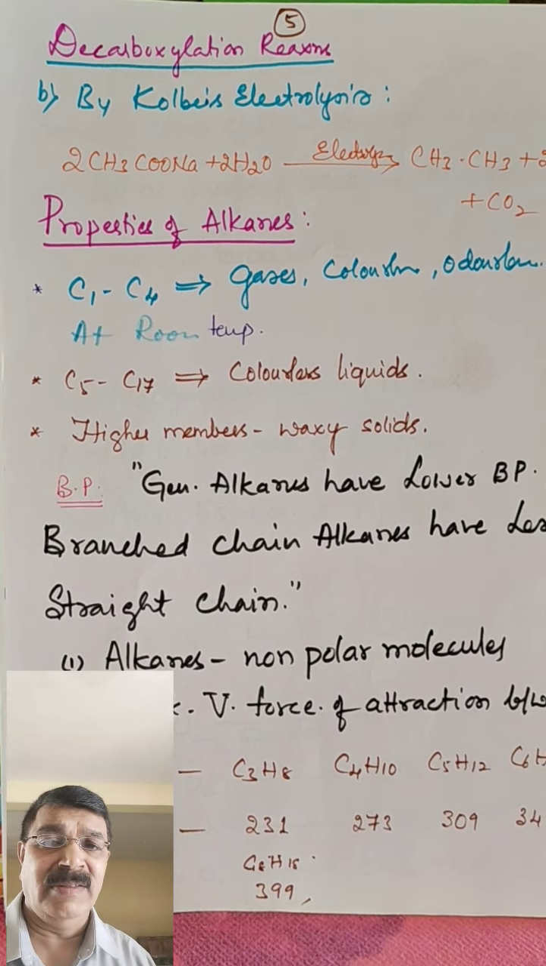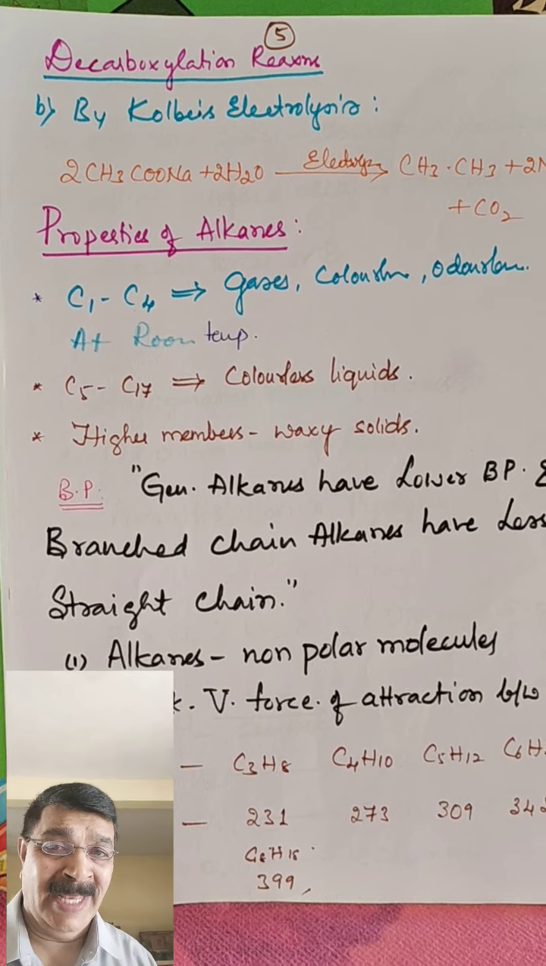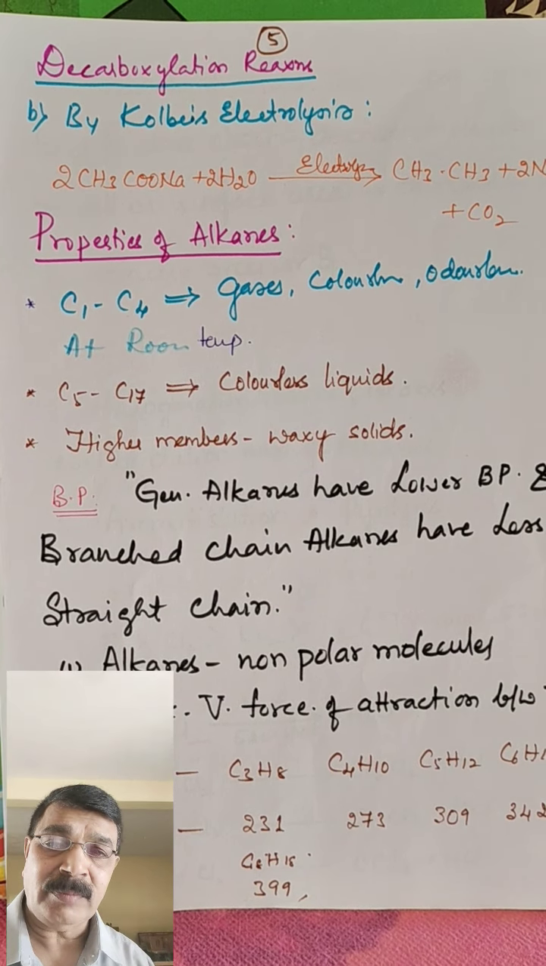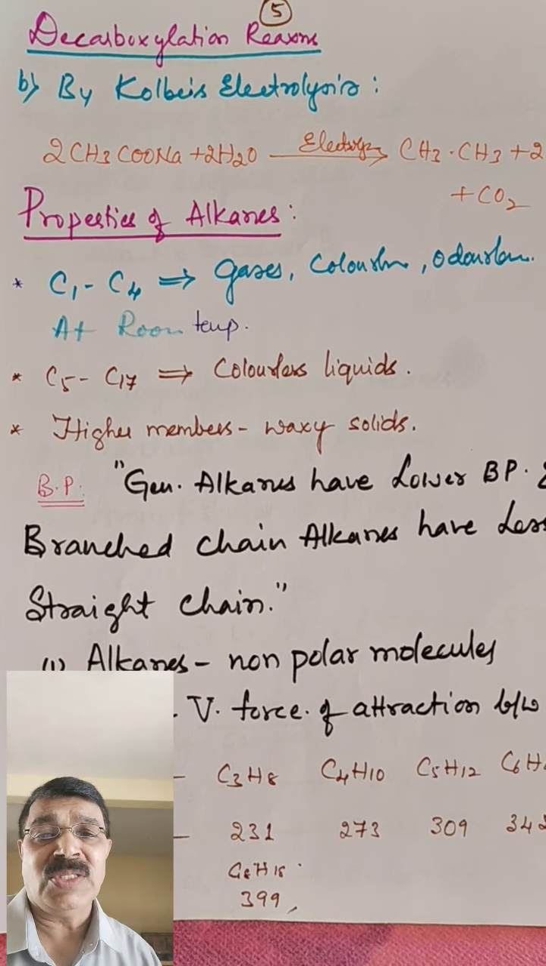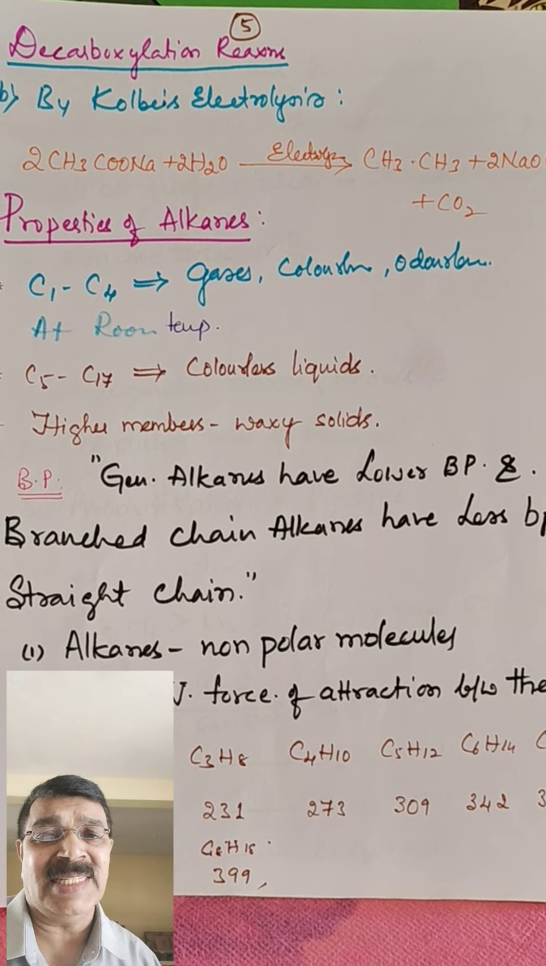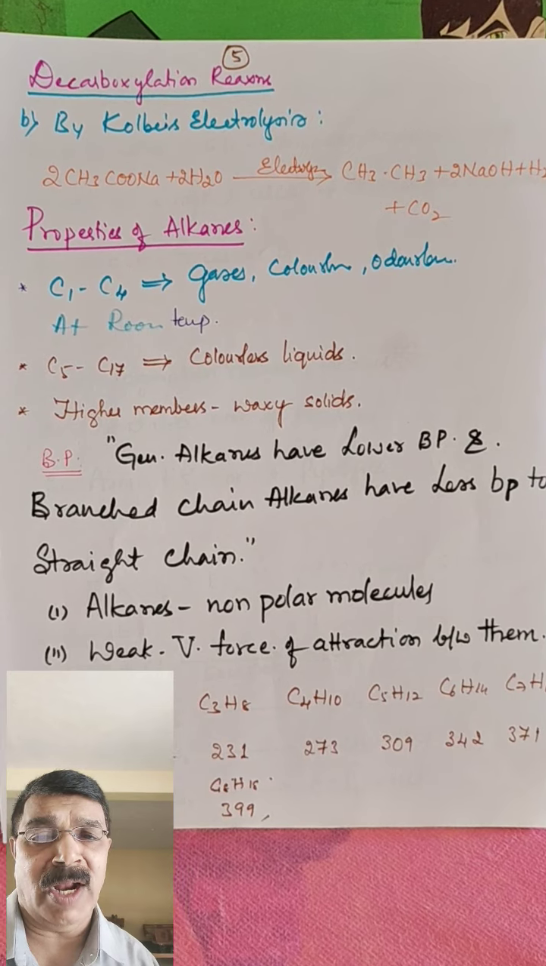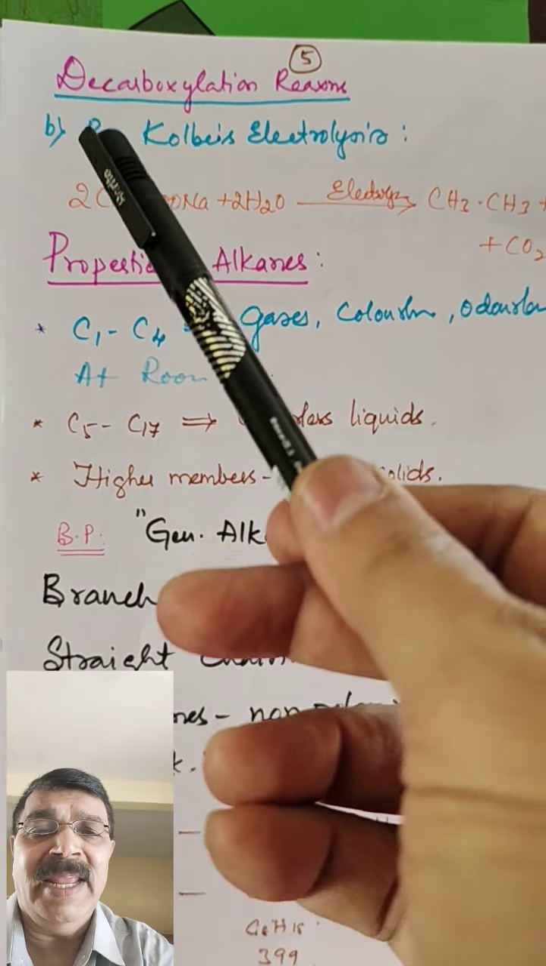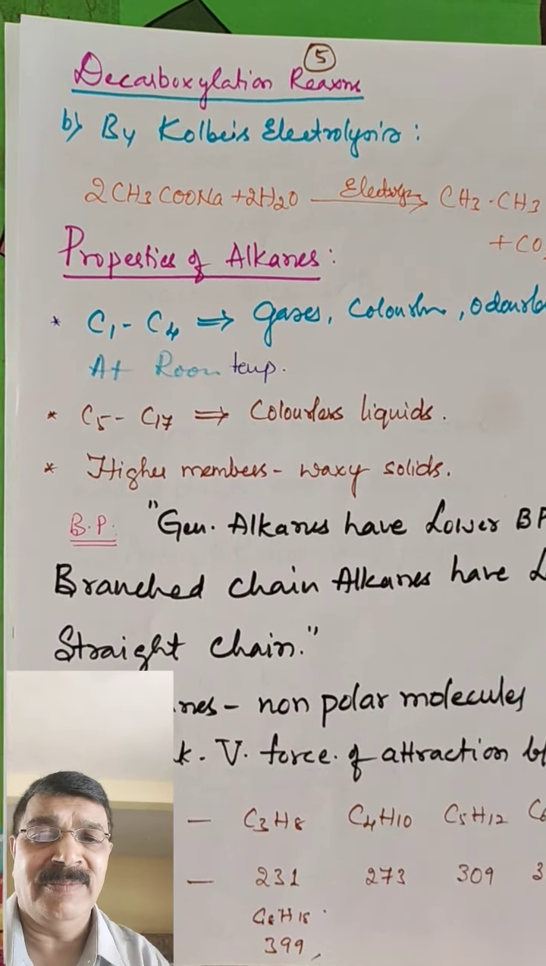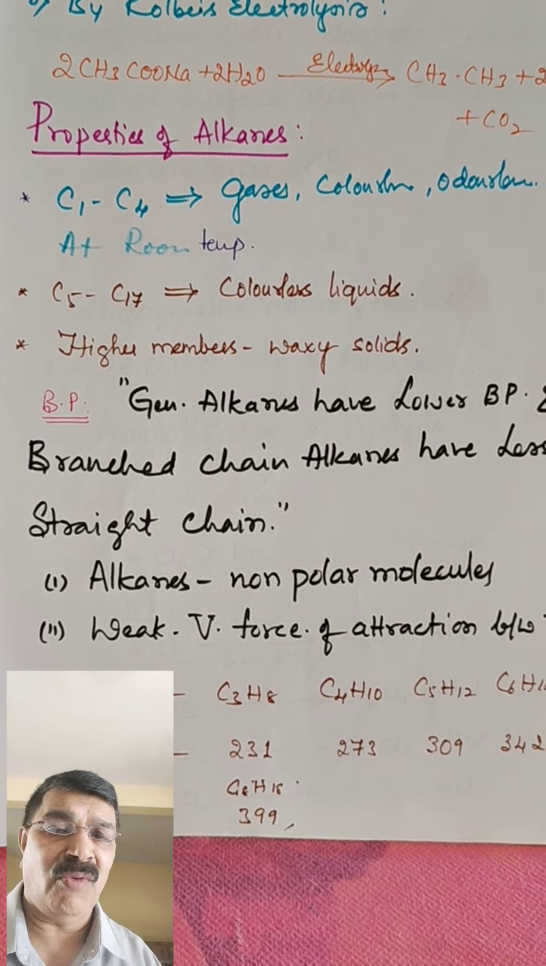This reaction is given by the naming reaction, Kolbe's electrolysis method. Sodium salt plus water forms ethane, sodium hydroxide, carbon dioxide and hydrogen. This is again a decarboxylation reaction. Now we come to the properties of alkanes.